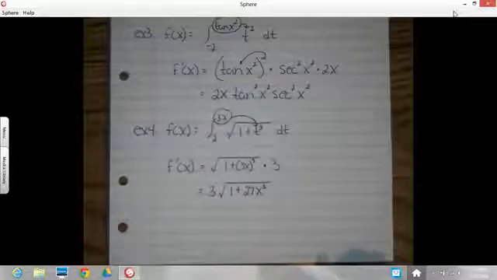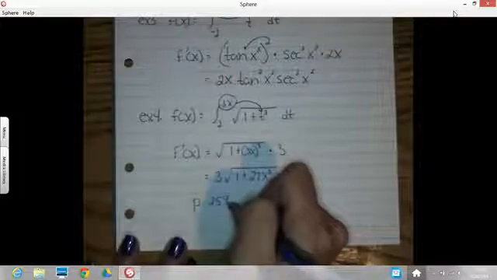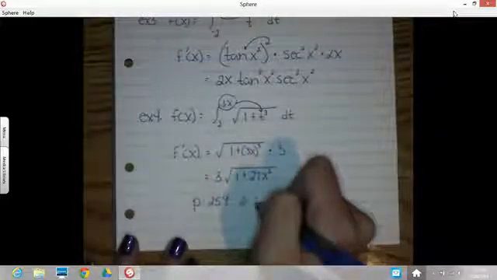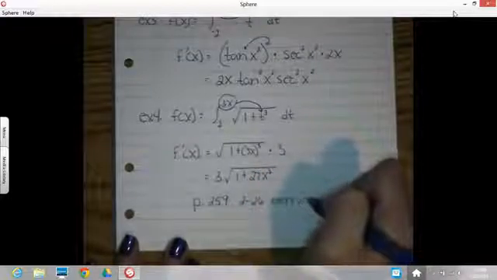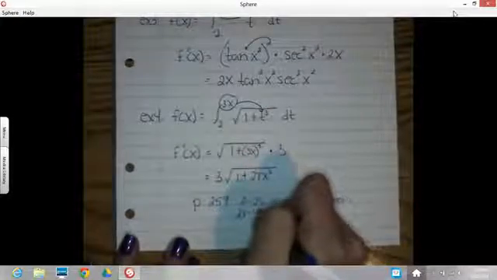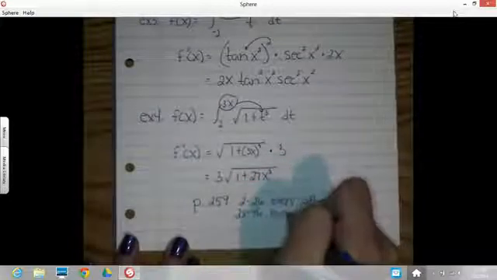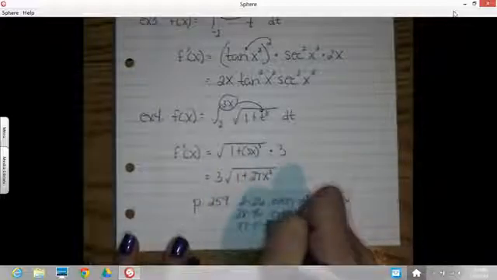Okay, your homework assignment is going to be page 259, 2 through 26, every other even, 28 to 46, all of the evens, and then 47 to 54. Okay, that'll finally finish this section.